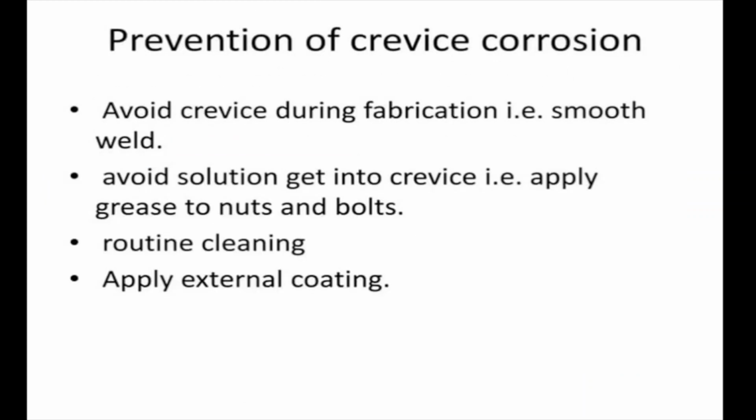So prevention of crevice corrosion is done in the following process. Avoid crevices during fabrication, that is, smooth welding is required. We have to avoid conditions which create crevices, apply grease on nuts, bolts, etc., do routine cleanup and servicing, and apply external coating if possible, that is grease or paint or similar, like zinc oxide, etc.